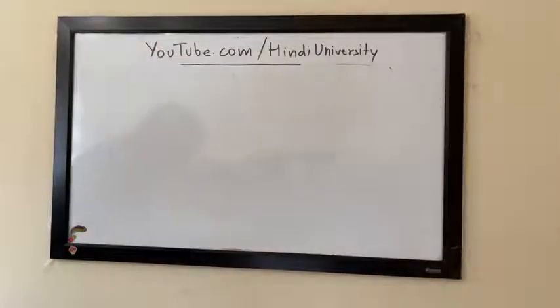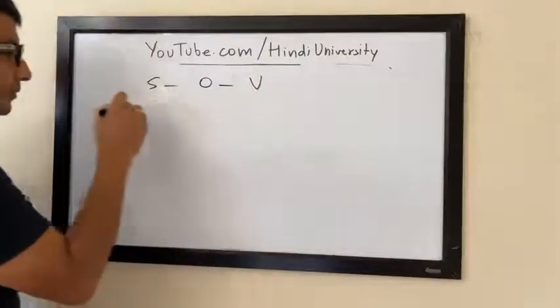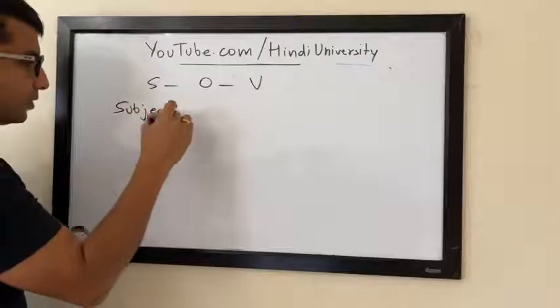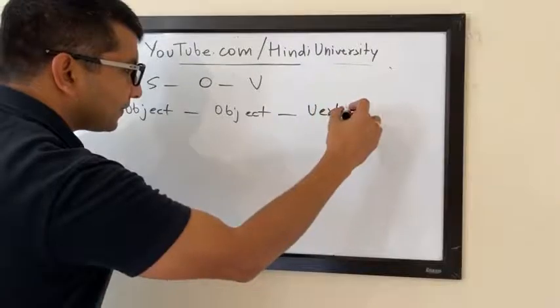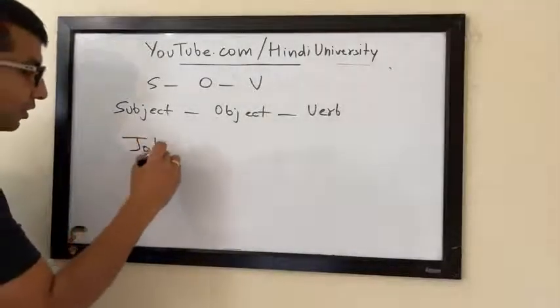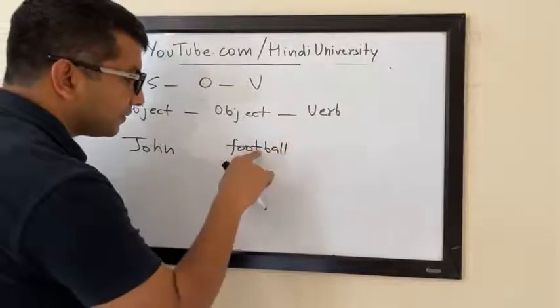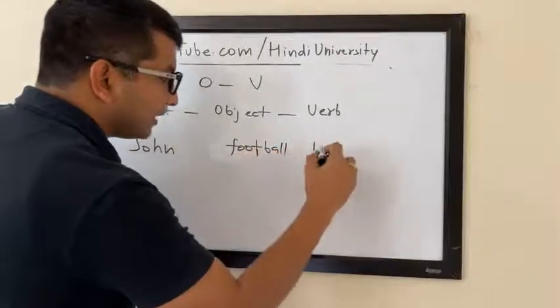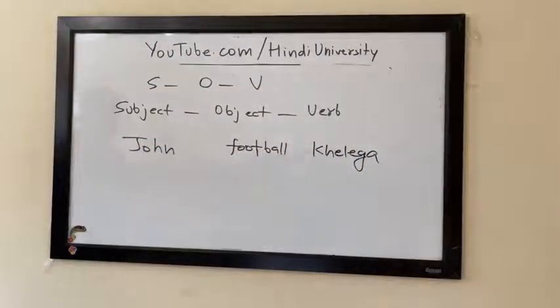So as you know, Hindi is an SOV language, right? So you have a subject, object, verb. Okay, you have a subject, which is followed by object, which is followed by verb. So a very simple sentence would be John football khelega. So you have John, and football, which is an object. John football khelega. Okay, simple.